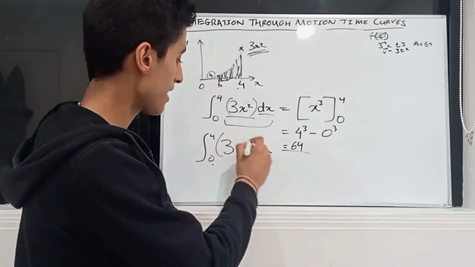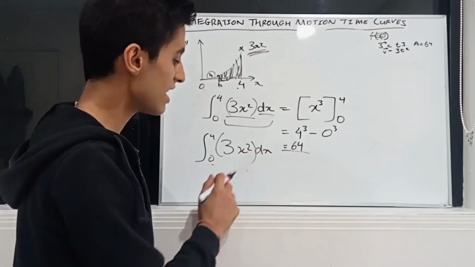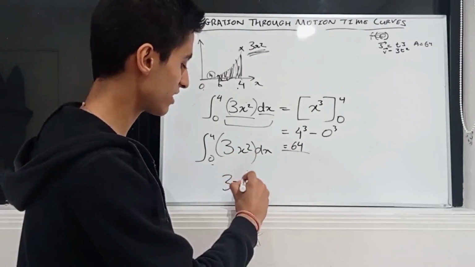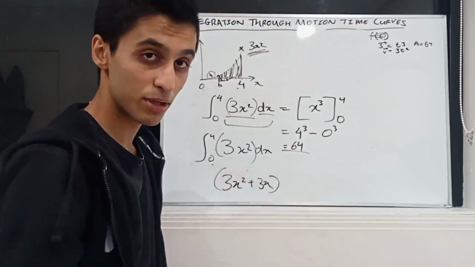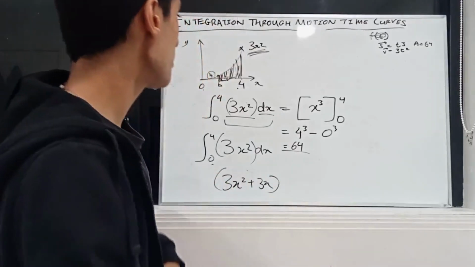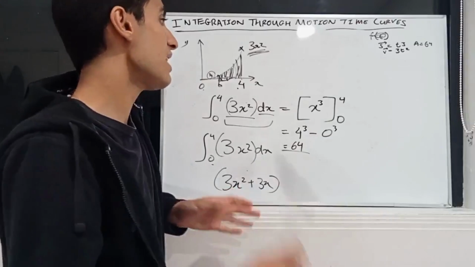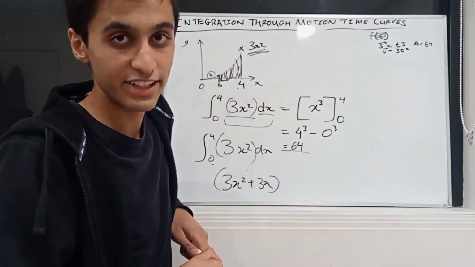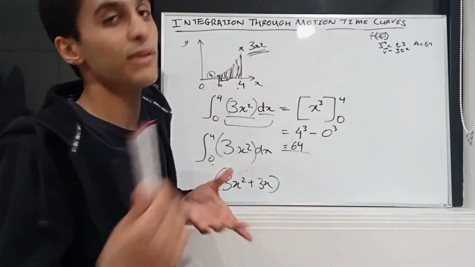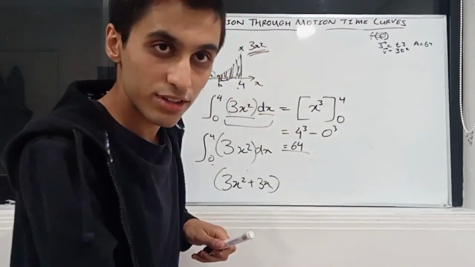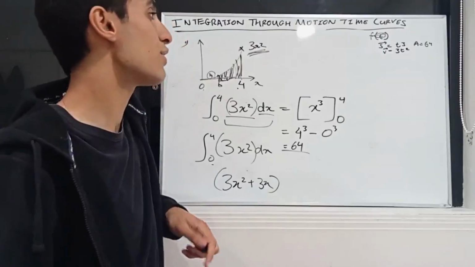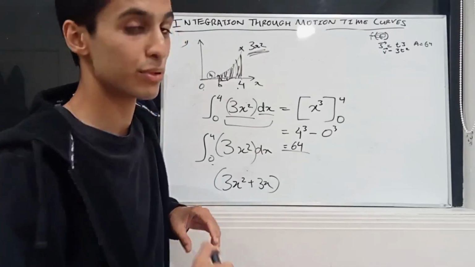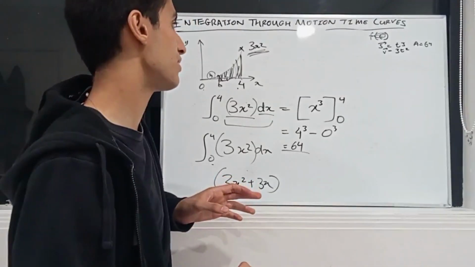And you want to put a bracket around this, especially if it's something complicated like 3x squared plus 3x, then you want to definitely put a bracket. But yeah, so this is how you write it in integration notation, and this is how integration works. I hope you understood how integration works, and if you want, you can try with another example, which I'll give you.